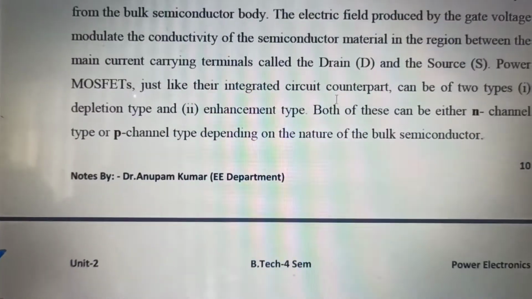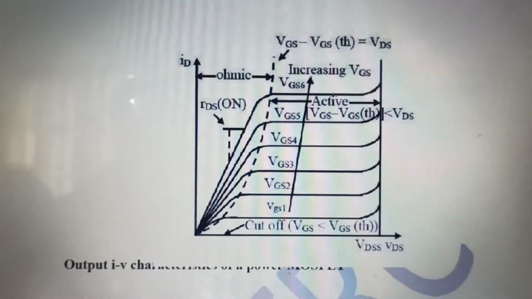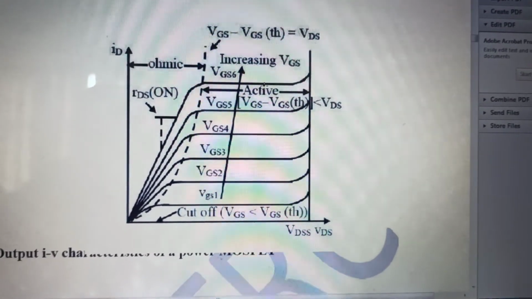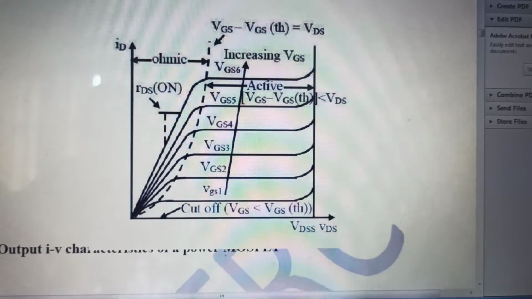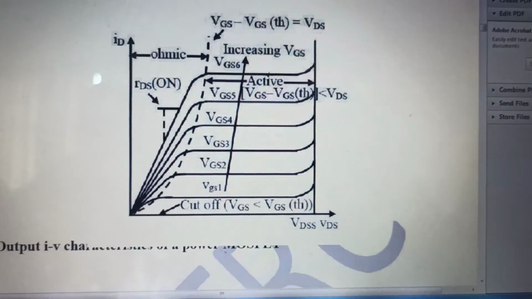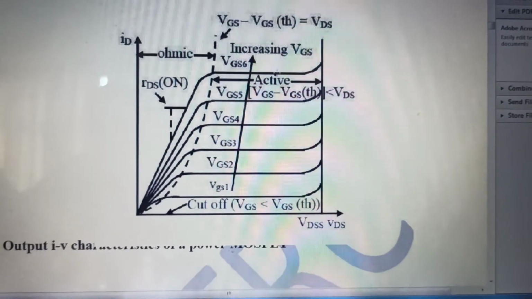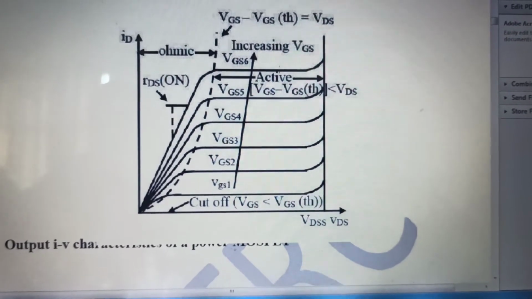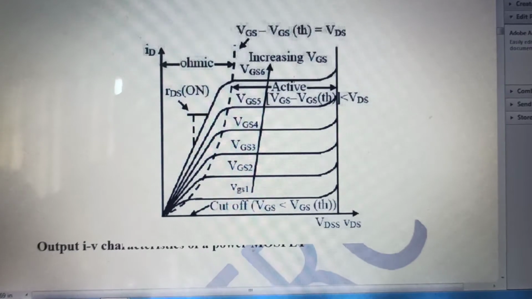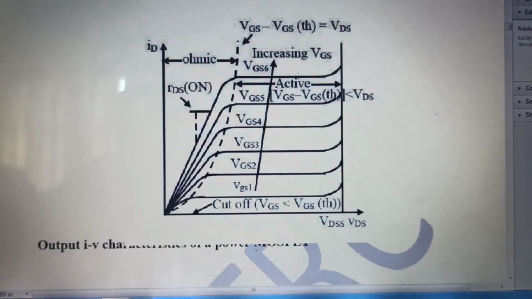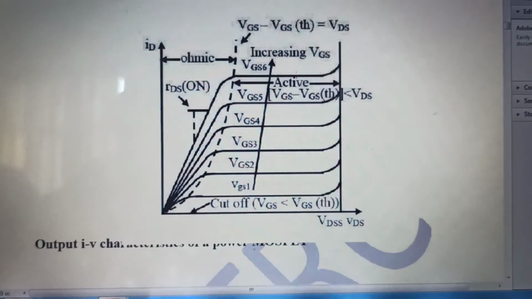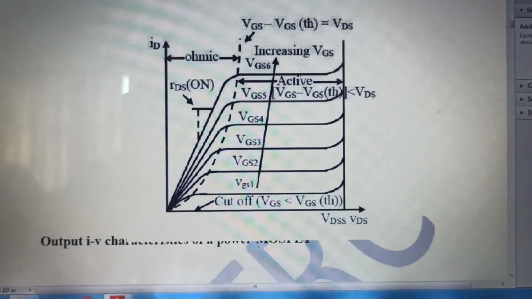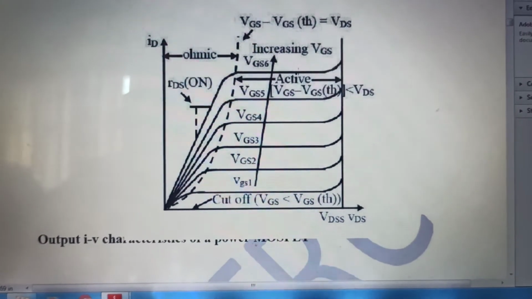Now we come to the characteristics. They have already been discussed, but still some light needs to be shed so that we can easily understand them. The MOSFET characteristics are divided into three parts. The first part is the cutoff region, where the gate source voltage is less than the threshold voltage. The second part is the ohmic region, in which the drain source resistance is defined by the change in drain source voltage divided by the change in drain source current.